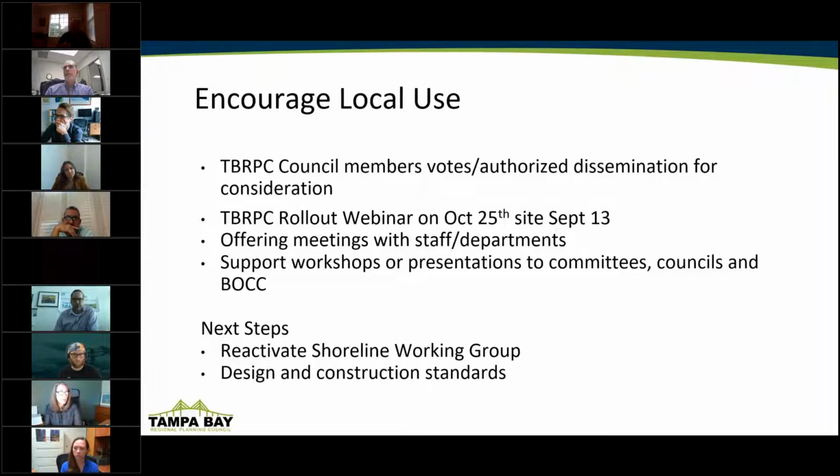And then the next steps, which are actually part of our regional resilience action plan, are to reactivate the Resilient Shorelines Working Group. And I would love to talk to Maya and the team about how that might look, what the collaboration might be on these things. This is really to get to the level of producing design and construction manuals and standards. And there are a lot of those from other areas.